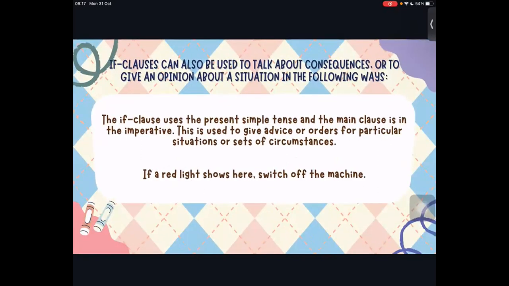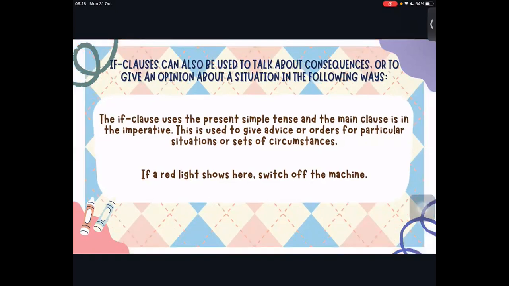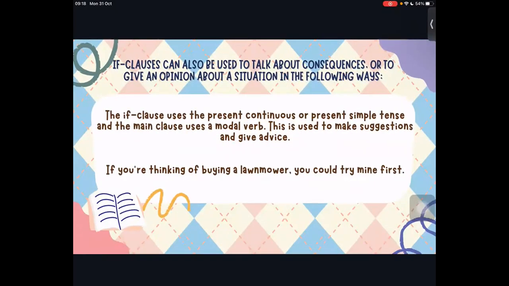The if clause uses the present simple tense and the main clause is in the imperative, used to give advice or orders for a particular situation or sets of circumstances. If a red light shows here, switch off the machine. The if clause uses the present continuous or present simple tense, and the main clause uses a modal verb, used to make suggestions and give advice. If you are thinking of buying a lawn mower, you could try mine first.